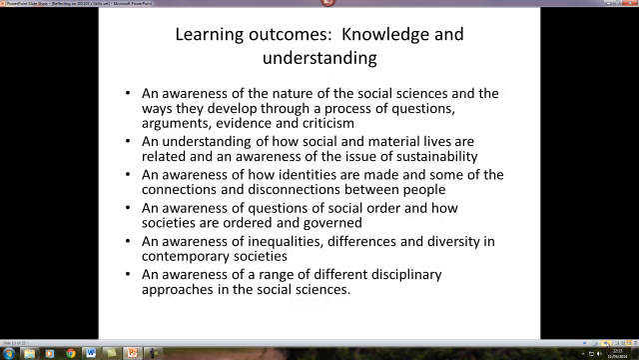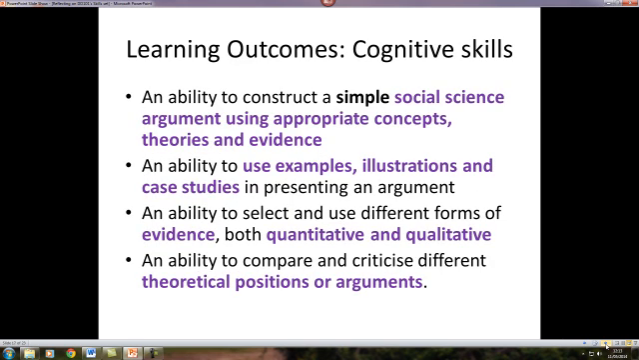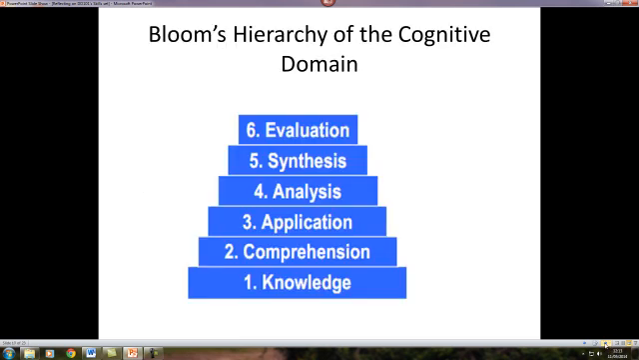The learning outcomes is the next part of the PowerPoint. I don't want to spend too much time on knowledge and understanding, nor key skills, all of which are important. I want to focus on cognitive skills. These are the key higher level skills which this course has been trying to cultivate. And they come from Bloom.